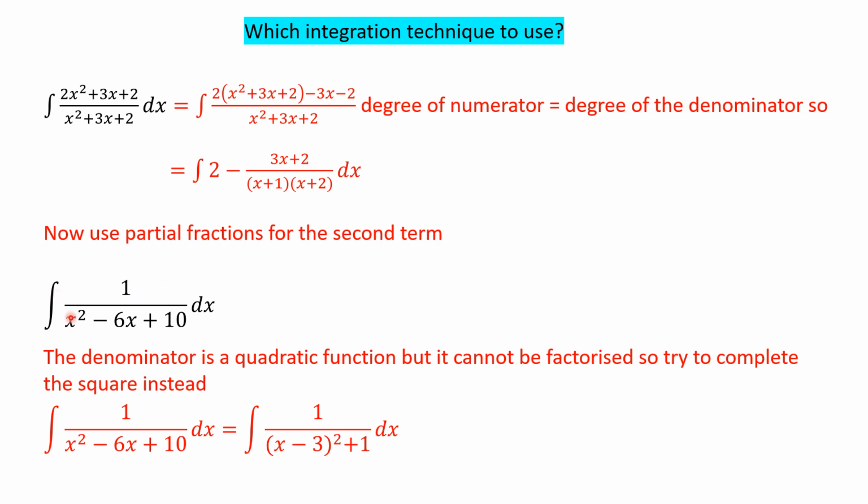The last example. So this one is a polynomial. However, if you try to factorize it, it will not work. You can test that by working out the discriminant. In this case, the discriminant is less than 0, so you cannot factorize. If that's the case, then try to complete the square like this. And then up to this point, you can integrate it.